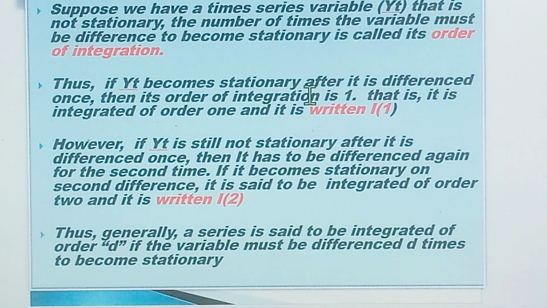So, if a variable is integrated of order 1, it is written as I(1), like this, I(1). I(1) means that the variable yt in this regard is not stationary originally, but after it is differenced once, it becomes stationary. If it is not stationary at first difference, but becomes stationary at second difference, then we say that the data is integrated of order 2 and it is written I(2).